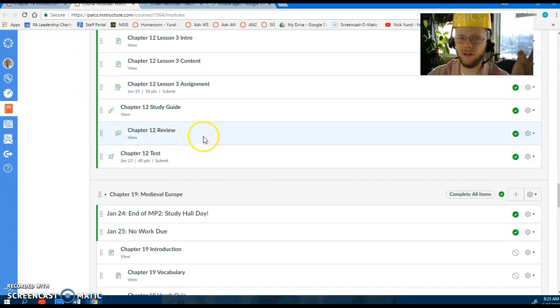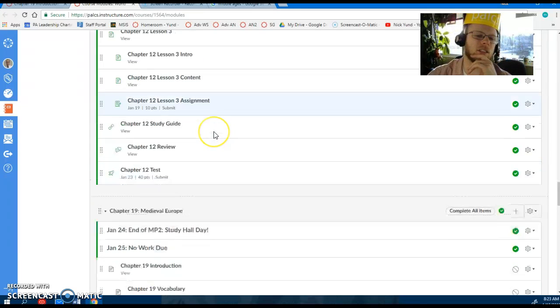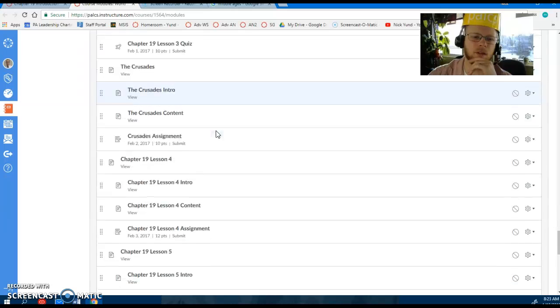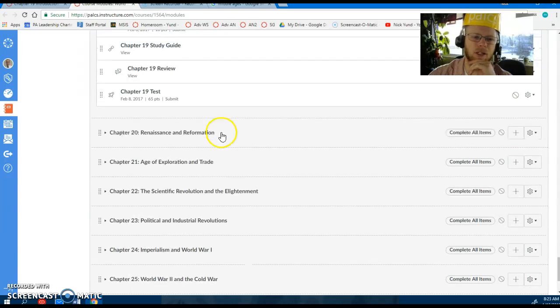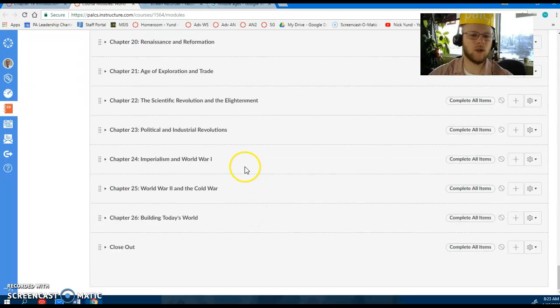We're going to start to cover broader tracks of time. We're going to go from medieval Europe to the Renaissance, boom, exploration and trade. All of a sudden, we're in the scientific revolution, the Enlightenment, and then revolutions, American, French, and otherwise. Industrial, all kinds of stuff. Boom, World War One, World War Two, modern age.